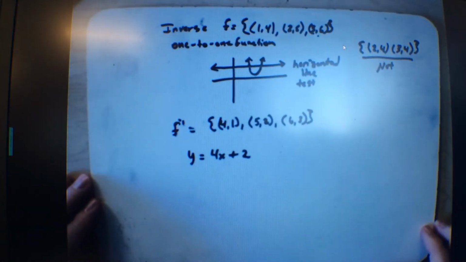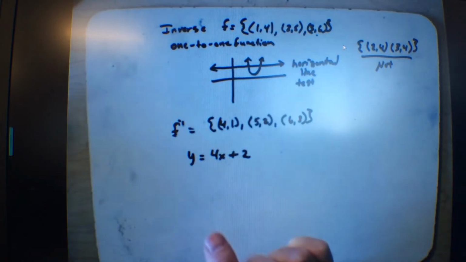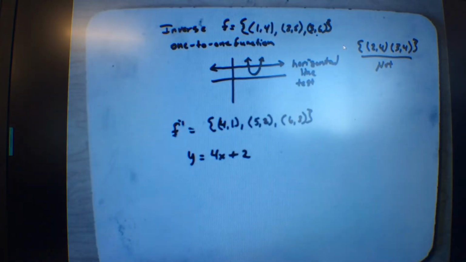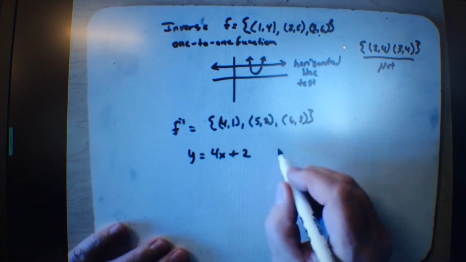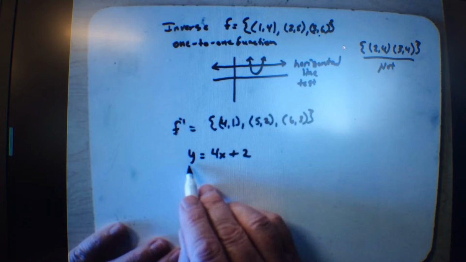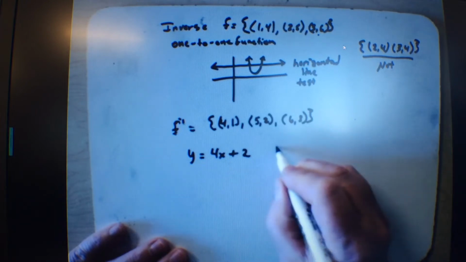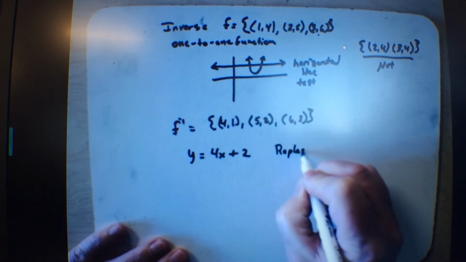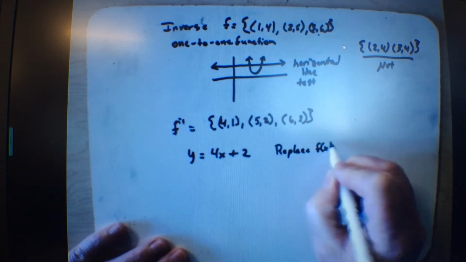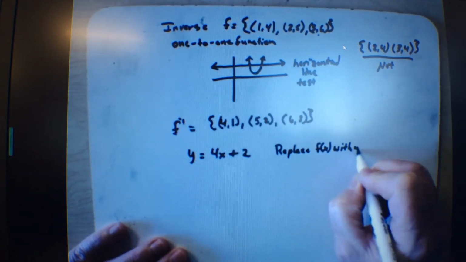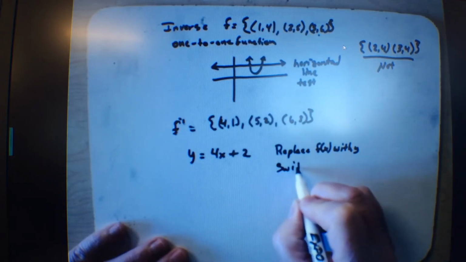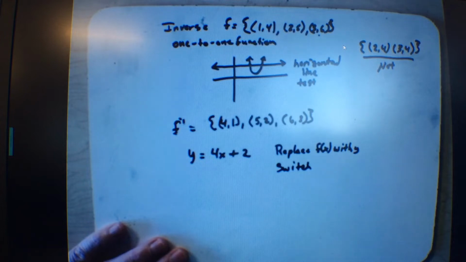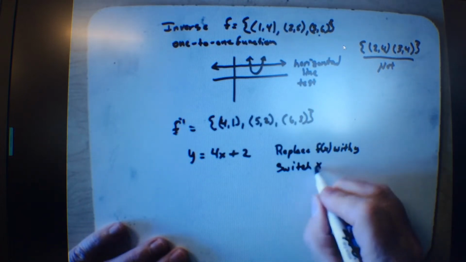Let's go back to this line. I want to know the inverse of this. This is what I do. If this is f of x, sometimes they'll put f of x in there. You replace it with y. So I'm going to write that down. We're going to replace f of x with y. Do I have to do that on this one? No, it's already done. And then the next thing I'm going to do is switch. I'm giving you a pattern for finding the inverse. I'm going to switch x and y.